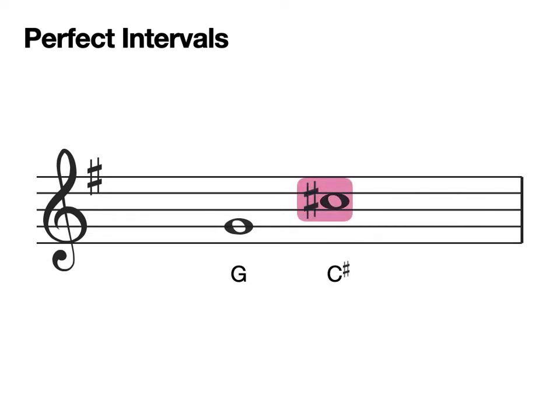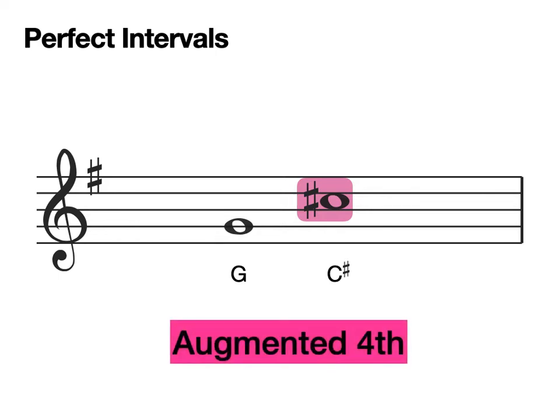But what happens if I raise this top note by one semitone and make that C natural a C sharp? What interval do we have now? We now have what we call an augmented fourth. An augmented interval is one semitone larger than a perfect interval.